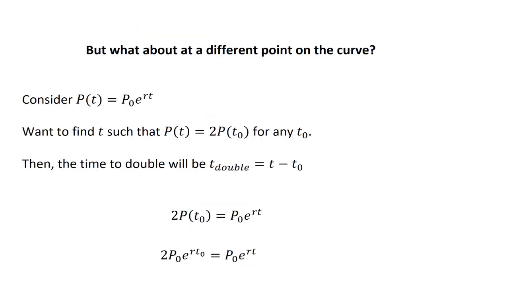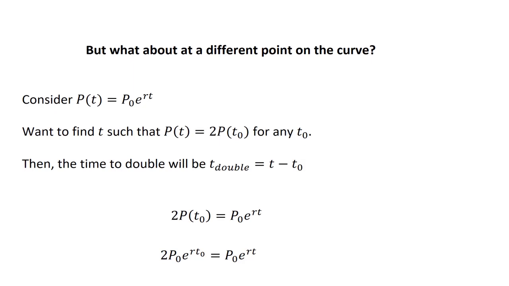But let's say we wanted to start not just at time equals 0 and double our money or double the population, but at any time t naught. We'll have a population or amount of money, P(t0), and we want to double it to 2 times P(t0).